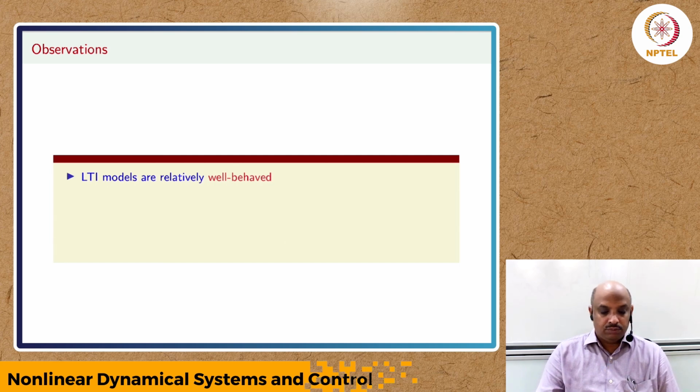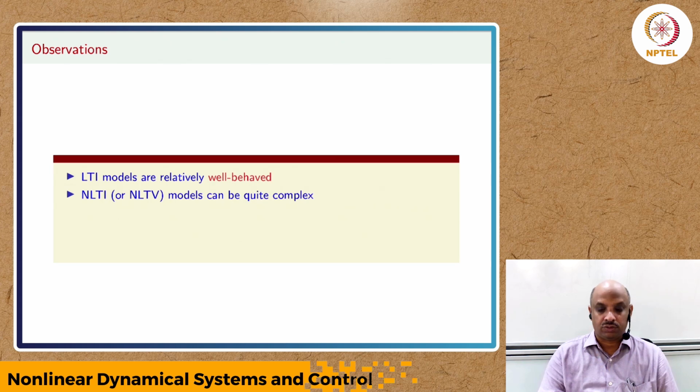So what are the observations from all these examples? LTI models we have seen in the last lecture are quite well behaved, right? Whereas linear time varying models, we have seen them as a proxy to nonlinear time invariant models, and therefore even more generalizations like nonlinear time varying models can be quite complex. We have seen some cases where solutions may not exist, where the ODE models do not really represent the physical world.